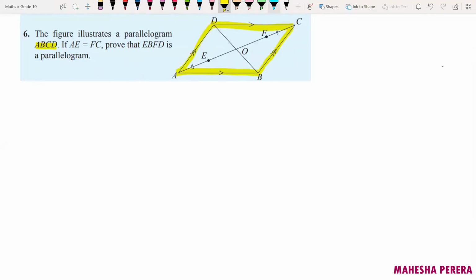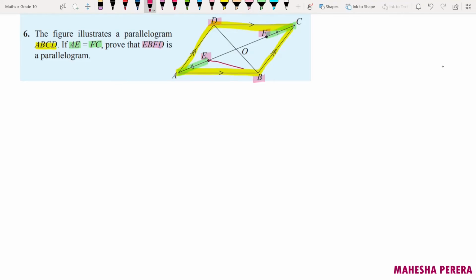If AE equals FC, this is AE and this is FC, right? Prove that EBFD is a parallelogram. So where is this EBFD quadrilateral? E, B, F, D, right? We need to connect these points and get our quadrilateral, right?